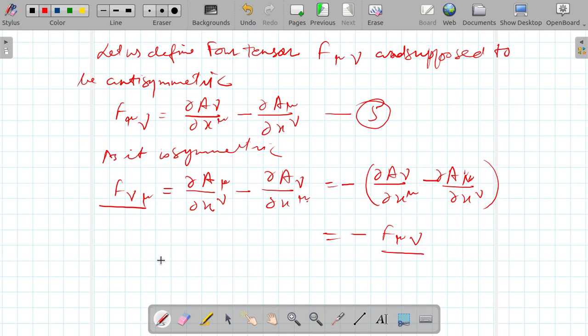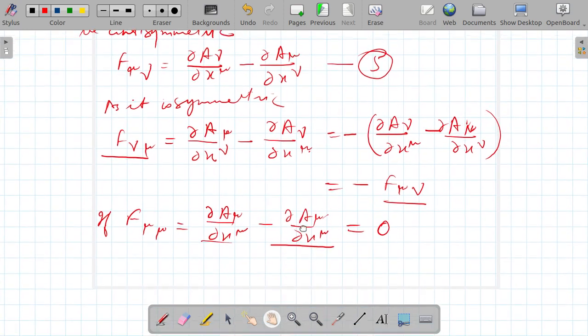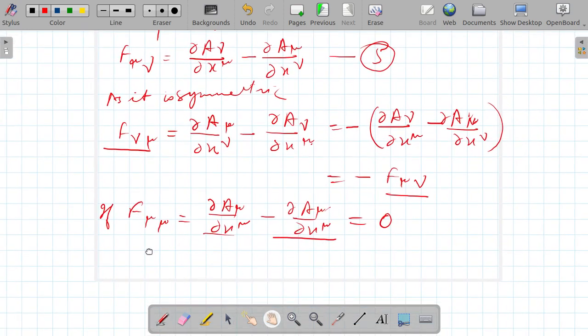Also, if I calculate F mu mu, that means curly A mu over curly x mu minus curly A mu over curly x mu, and both will be identical, so its value will be 0. So that means diagonal elements are 0. Diagonal elements must be 0.